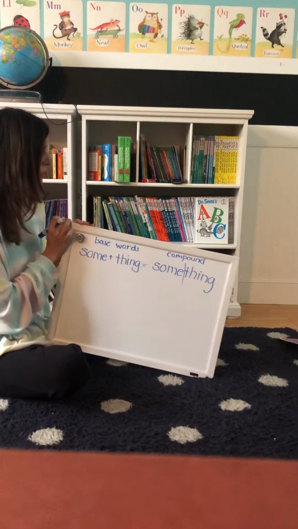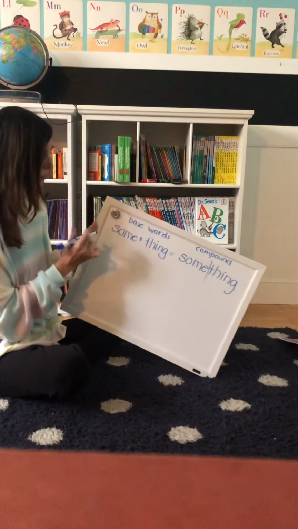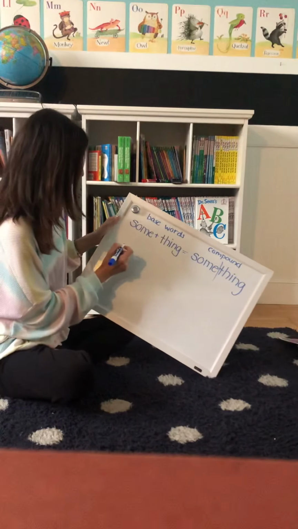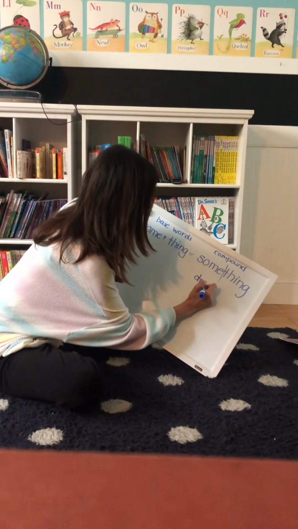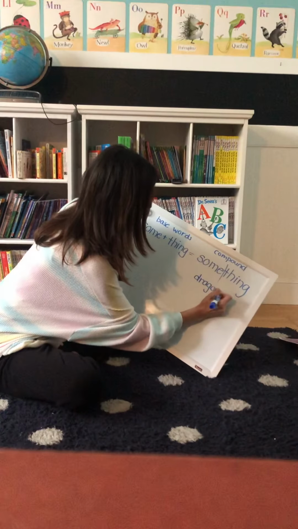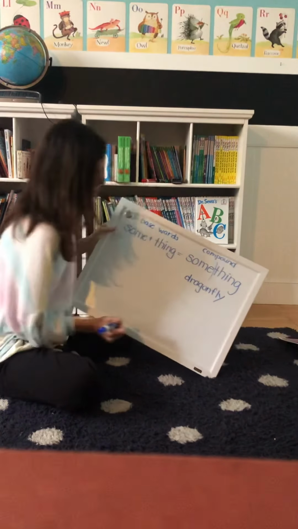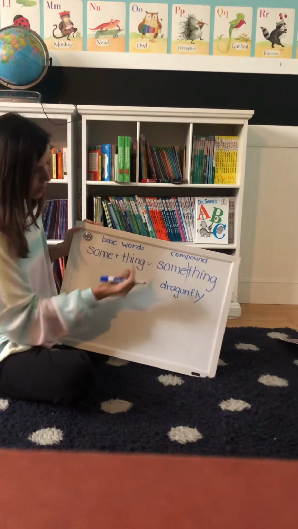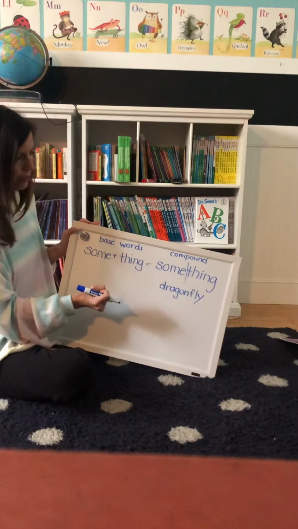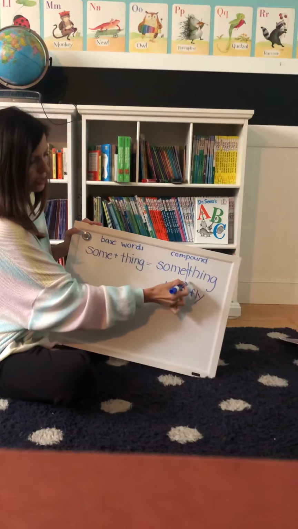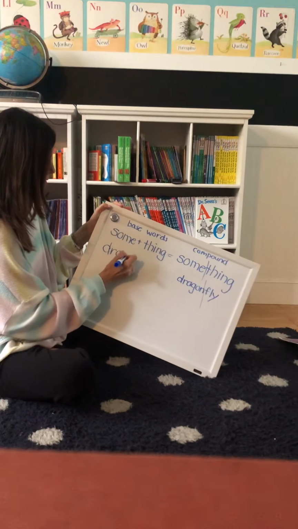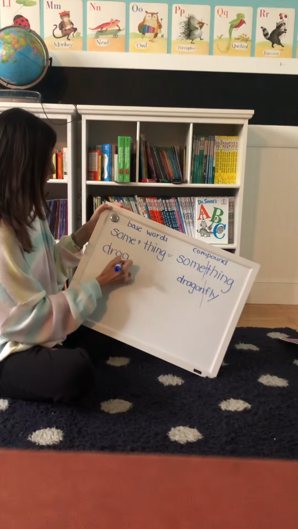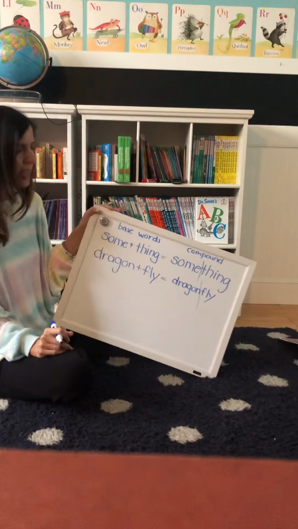So I'm going to do one that I thought of because of that story. I thought of the word dragonfly. That was another one in there. So dragonfly is the compound word. And where would I need to split that apart if I wanted to see which two words make up dragonfly? Did you say right here? So the words dragon and fly put together make the word dragonfly.